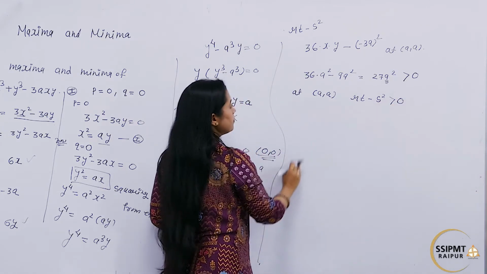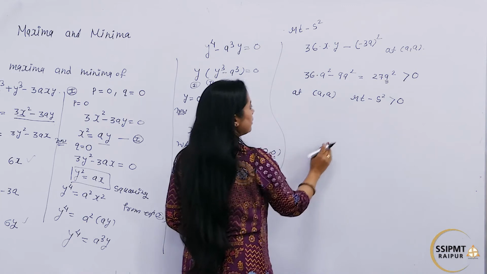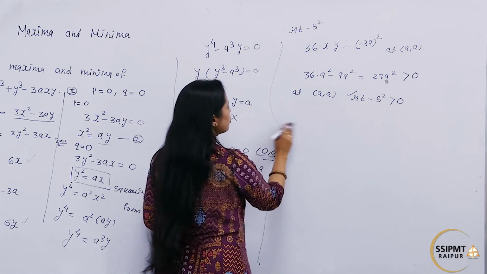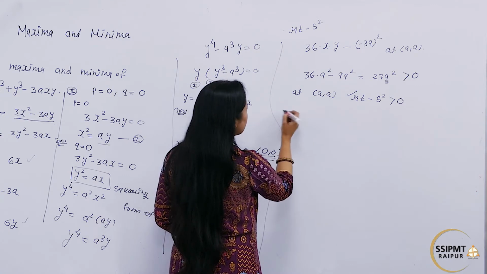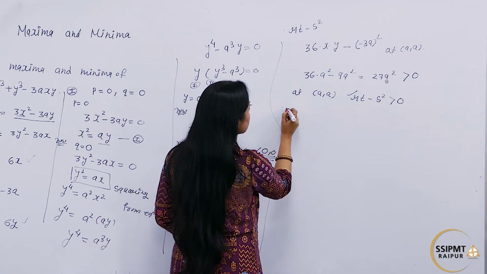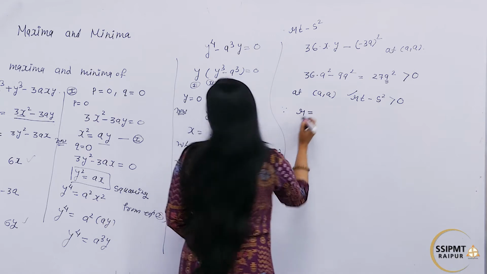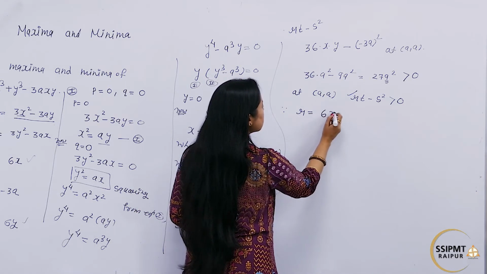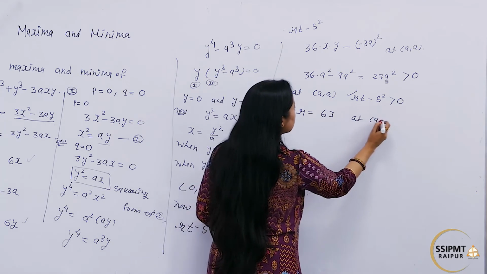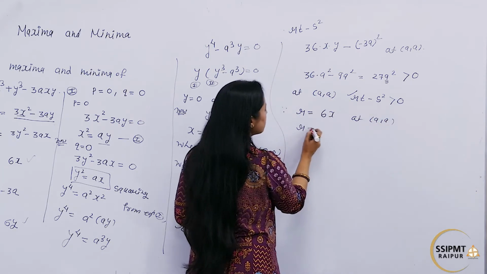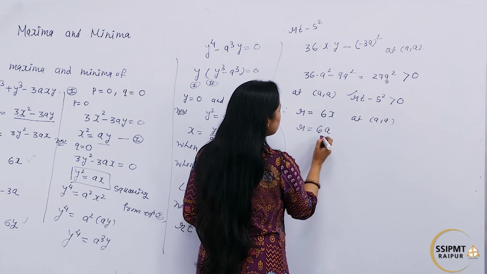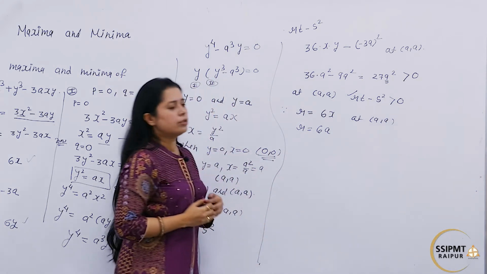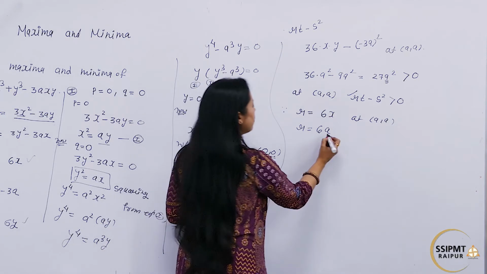So at (a, a), we have rt minus s square greater than 0. So we have maxima or minima, and we can discuss which one at this point easily. So next we check the value of r. Since r is equal to 6x, at (a, a) it will be 6a. So it is positive, negative or 0; it depends on the value of a.